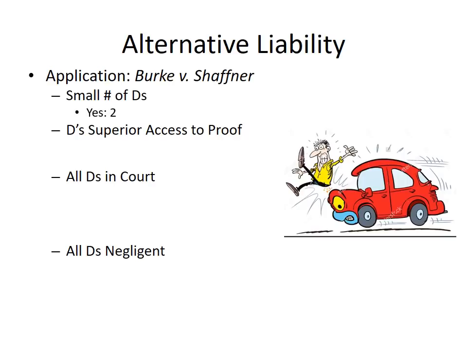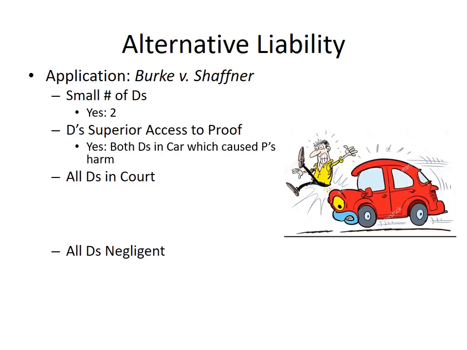Just as in the Summers versus Tice case, in this case, there are only two possible parties who might have caused the injury. One was Malone and the other was Schaffner. And because you have a small number of defendants, there's a 50-50 chance that it was either one. So that's a good start.